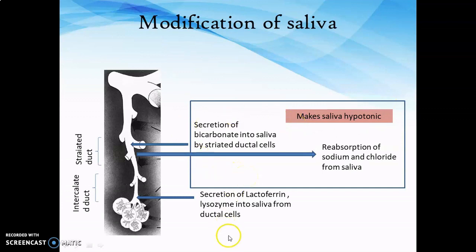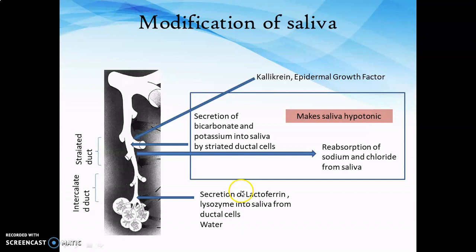The intercalated duct contributes macromolecules like lactoferrin and lysozyme to saliva from ductal cells. These are antimicrobial substances in saliva. The water content of saliva enters almost completely at this level of intercalated duct. So the intercalated duct cells contribute lactoferrin, lysozyme into saliva and also almost all of its water content. The saliva secreted from the acini and the intercalated ducts is usually isotonic or slightly hypertonic in nature. And another small point regarding intercalated duct is that it is also thought to house few undifferentiated epithelial cells which can replace the damaged salivary gland epithelial cells.